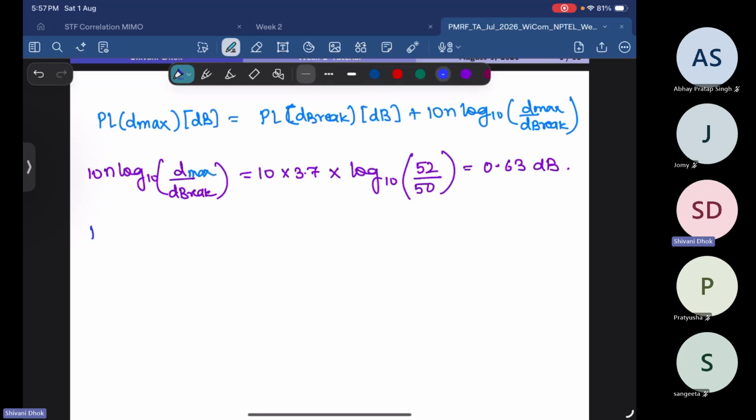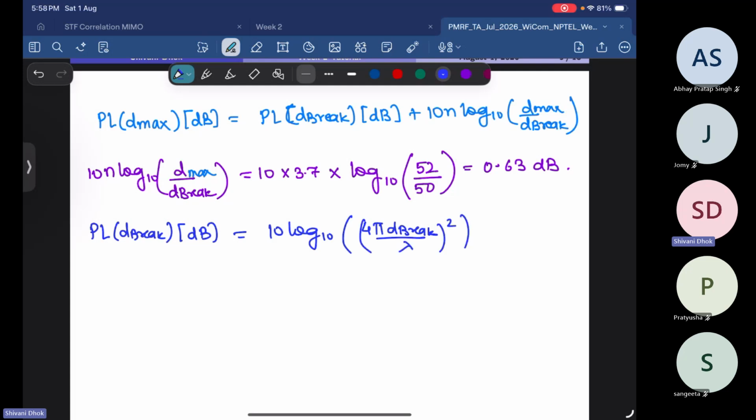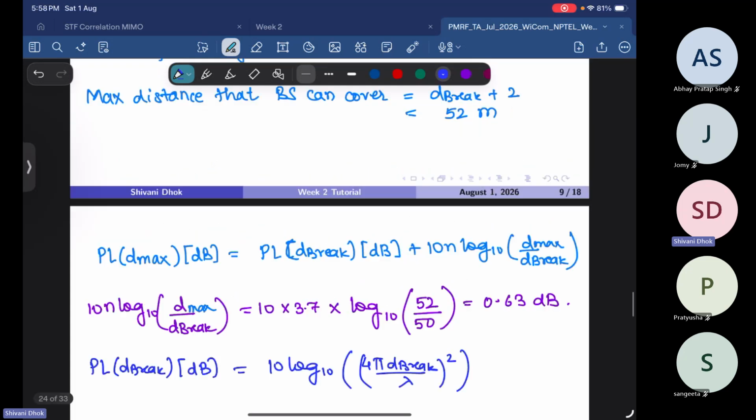Then the first term is your path loss at d break in dB, that is 10 log to the base 10, you have (4 pi d break by lambda) whole square. What is lambda? Lambda is your wavelength.